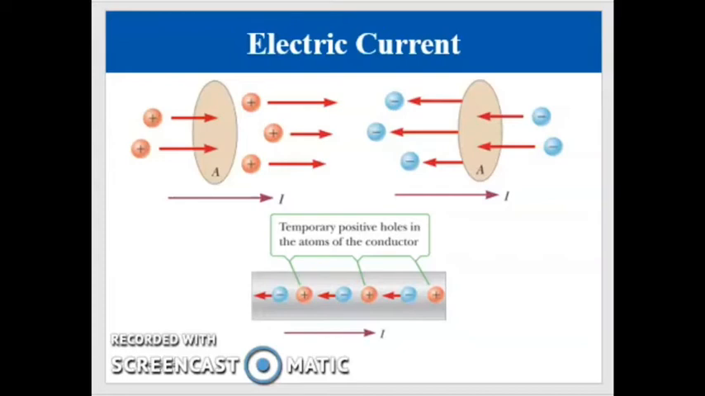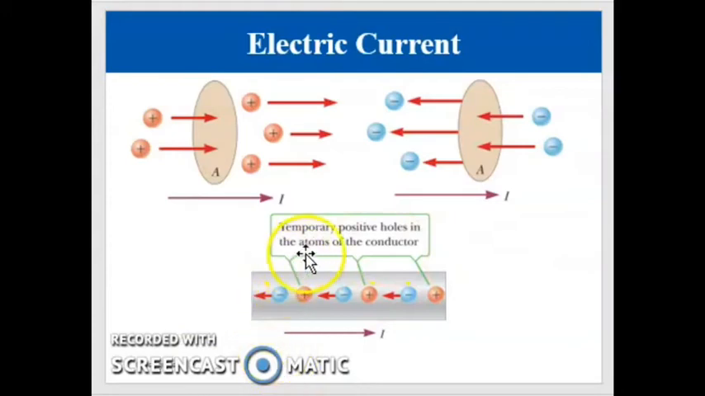When charges flow through a surface area, like in these 2 figures, they can be positive, they can be negative, or they can be both. The direction of conventional current used in this book is the direction of positive charges flow, meaning that if positive charges flow to the right, then the current is also moving to the right.